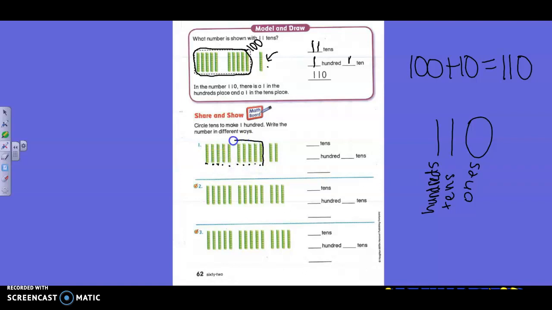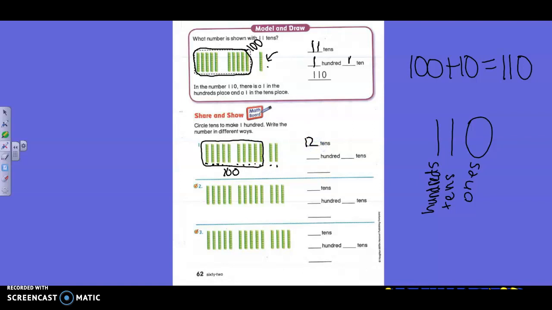I'm going to make it a block. Okay? I know that that is 100, right? That is 100 right there. How many tens do I have? Well, actually, okay. So I had 10 right here, right? 2 more would be 12. So I have 12 tens.